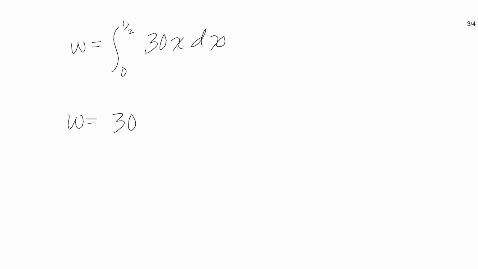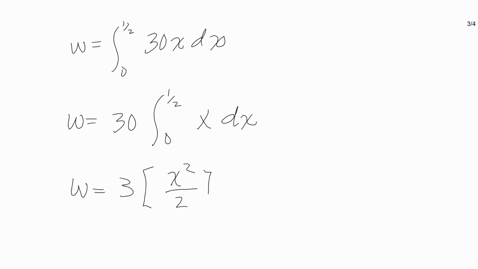All right, so W is equal to the integral from 0 to 1/2. I'm going to use 1/2 so I don't have to rely on a calculator. 30x dx. W is equal to 30 times the integral from 0 to 1/2 of x dx. W is equal to 30 brackets x squared over 2 evaluated at 0 and 1/2. I'll do 0 for you.